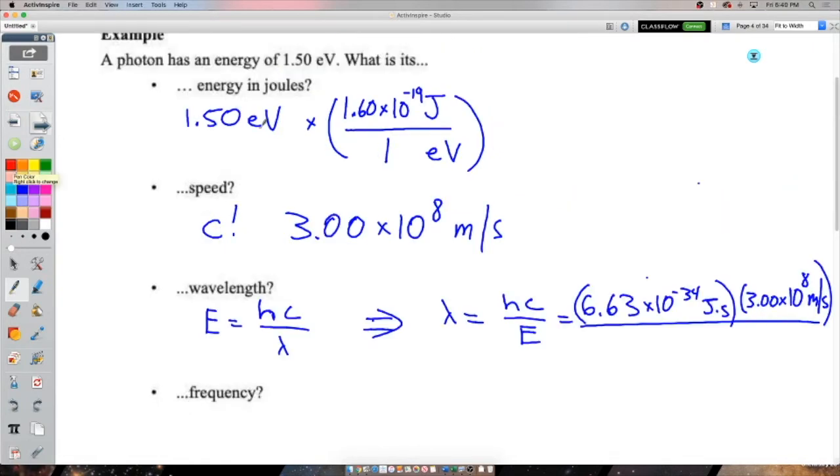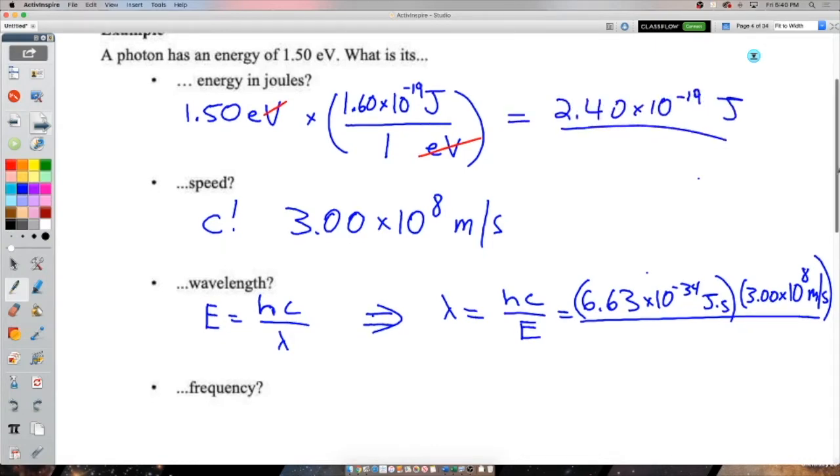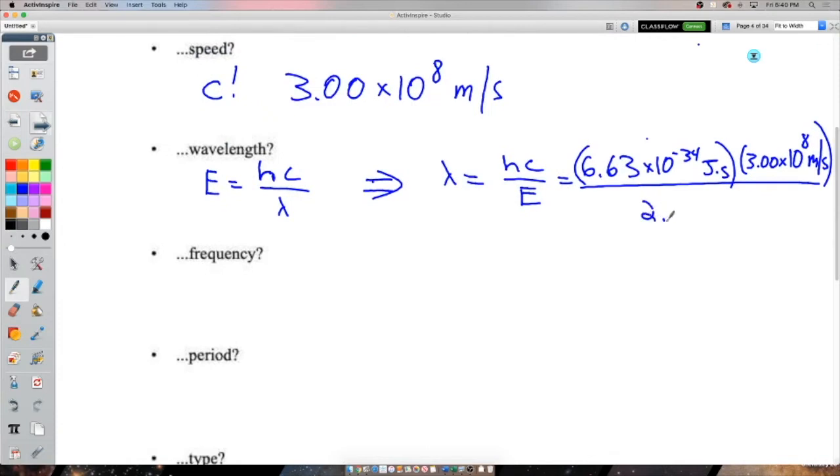Whoops, I never actually got an answer here. Cancel out the electron volts. Okay, that's the energy in joules, which is what goes here. Don't use the electron volts.